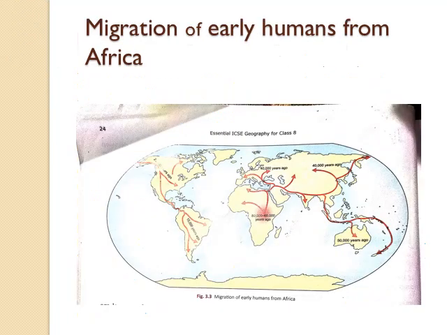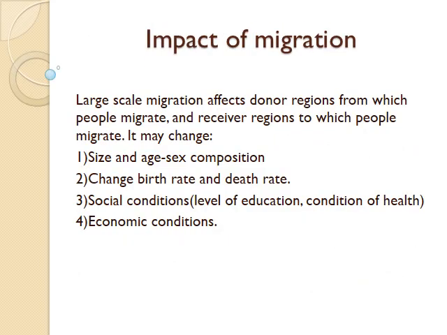This map will help you to understand the migration of people from Africa to Europe, to Asia, to Australia and other parts of the country or the world. Impact of migration. Large scale migration affects the donor region from which people migrate and the receiver region to which people migrate. It may change size and age composition, change birth rate and death rate, social condition, that is level of education and condition of health, and the last is economic condition.